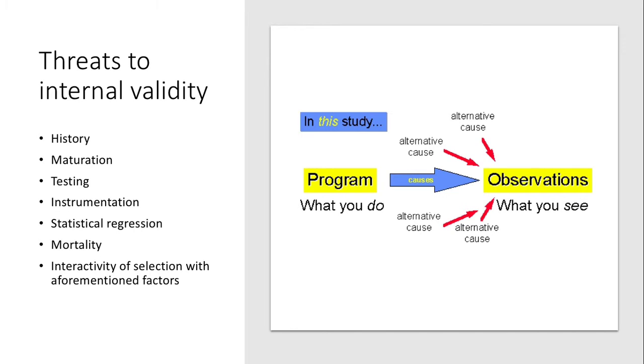And you can see the figure I have on the right side of the screen. So say you have some sort of program or intervention, and maybe it's a randomized controlled trial that you're doing, and you're hypothesizing that whatever you do causes what you see. The problem is there can be numerous alternative causes that could impact those observations and could interfere with the internal validity of that study.